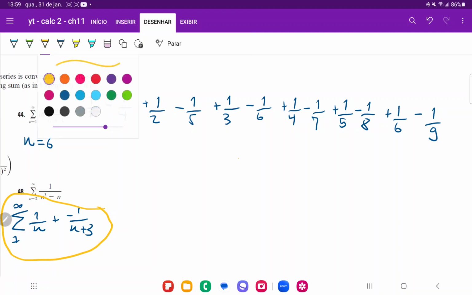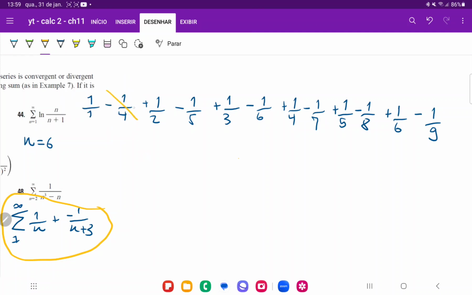Well, we can see that this minus 1 over 4 is going to cancel out with this plus 1 over 4. We can see that this minus 1 over 5 is going to cancel out with that plus 1 over 5. And this minus 1 over 6 is going to cancel out with plus 1 over 6. So what are we left with?